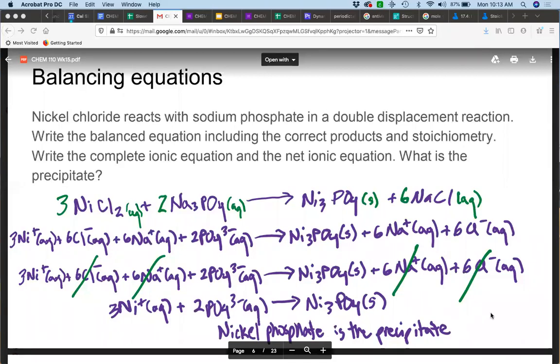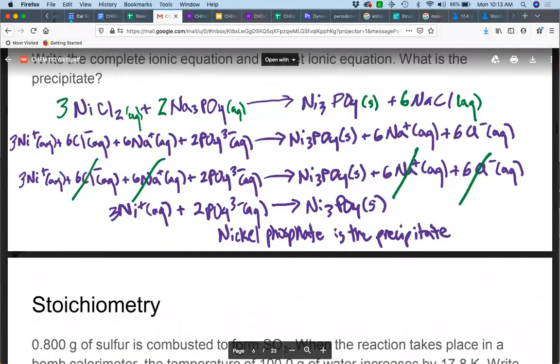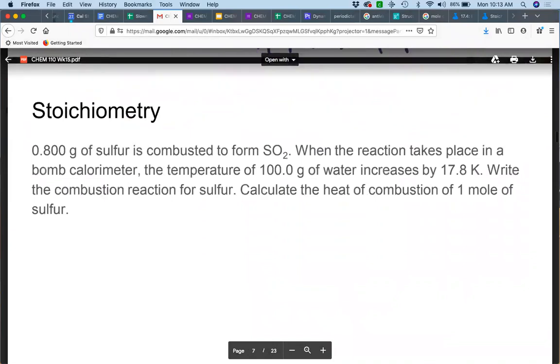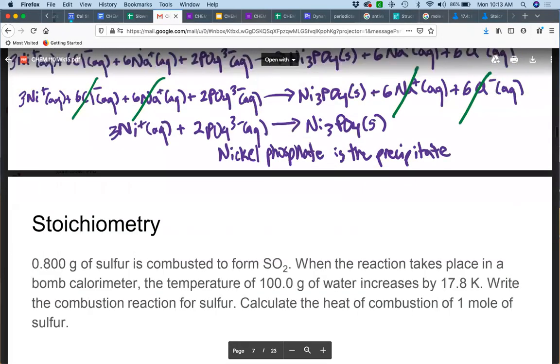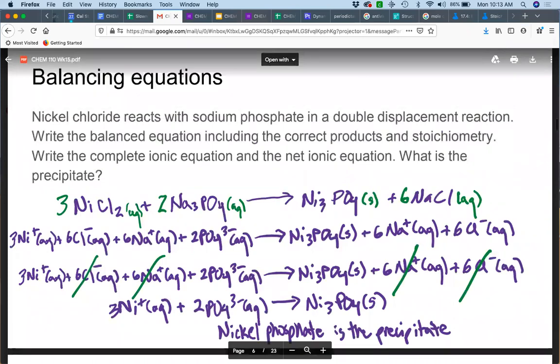This balanced equation, in this case, is a problem all by itself, and it asks you to do multiple things. But sometimes a balanced equation is something that we have to do in the process of solving another type of problem. And a really great example of that is a question that showed up on your exam 2.